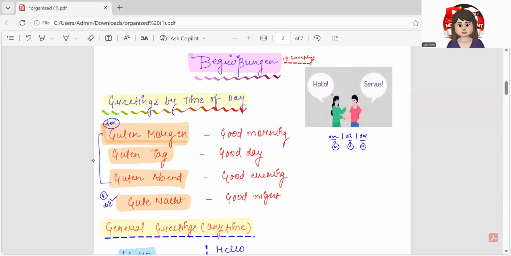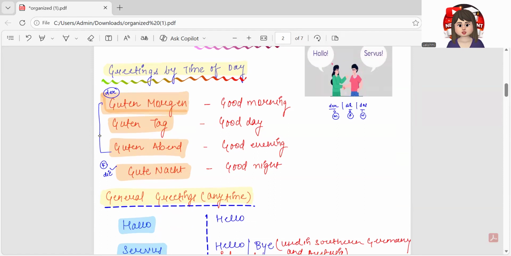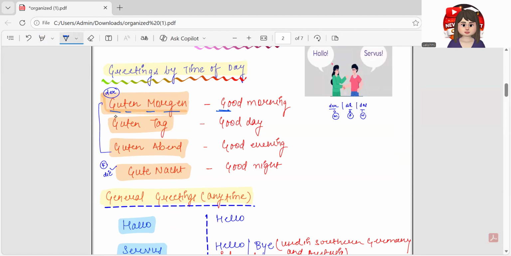So greetings by time of the day. How to say good morning in German? For saying good morning, you will say Guten Morgen. How to say good day? Guten Tag. That's called good day.